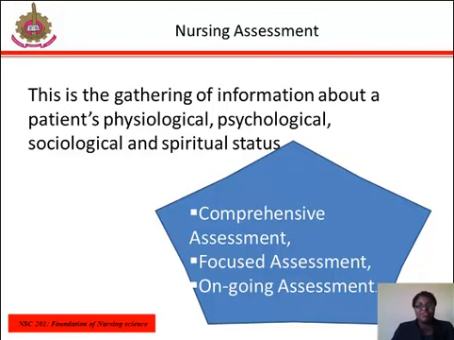We have different kinds of assessments. We have comprehensive assessment, focus assessment, and ongoing assessment. The comprehensive assessment is usually collected upon admission to a healthcare agency. It includes a complete health history to determine the current needs of the client, and this database provides a baseline against which changes in the client's health status can be measured. It should include assessment of physical and psychosocial aspects of the client's health, the client's perception of health, the presence of health risk factors, and the client's coping patterns.